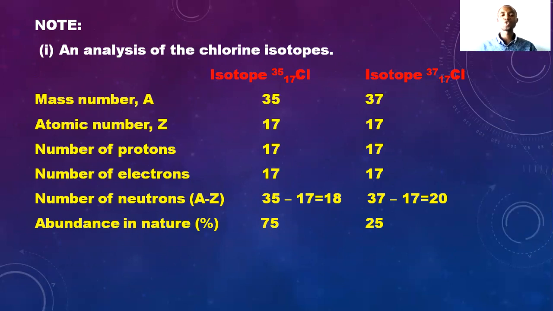If you use these values to calculate their percentage abundance, you are going to have that chlorine 35 has 75%, while chlorine 37 has 25%. Of course, you know that the real atomic mass of chlorine is 35.5. So chlorine 35 is more abundant than chlorine 37. That is an example of isotopes. We have already seen carbon 12, carbon 13, carbon 14, and chlorine 35 and chlorine 37 as examples of isotopes.